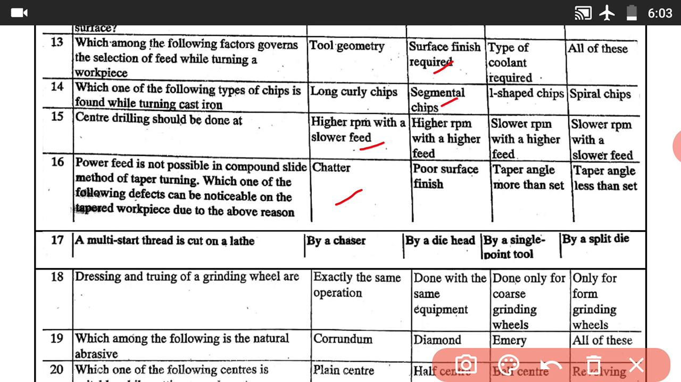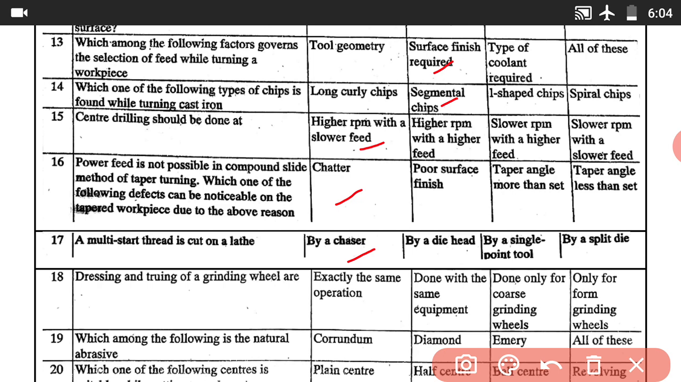Question number 17. A multi-start thread is cut on a lathe. The lathe machine multi-start thread cutting method is, this question answer, by a change of the starting position. Option A is the correct answer.